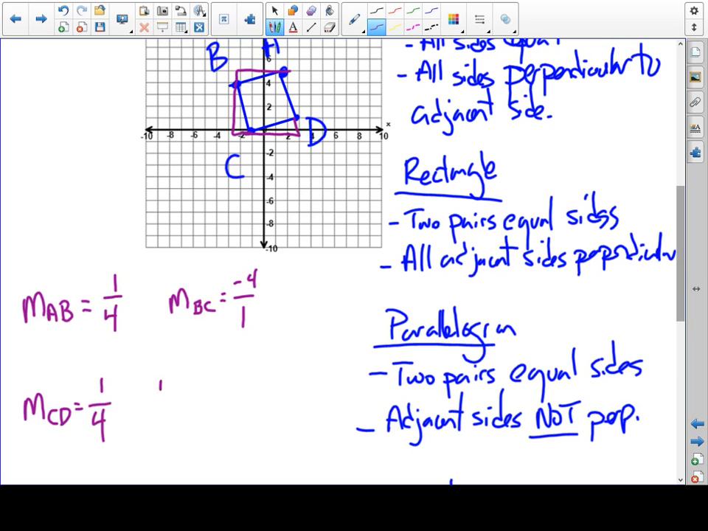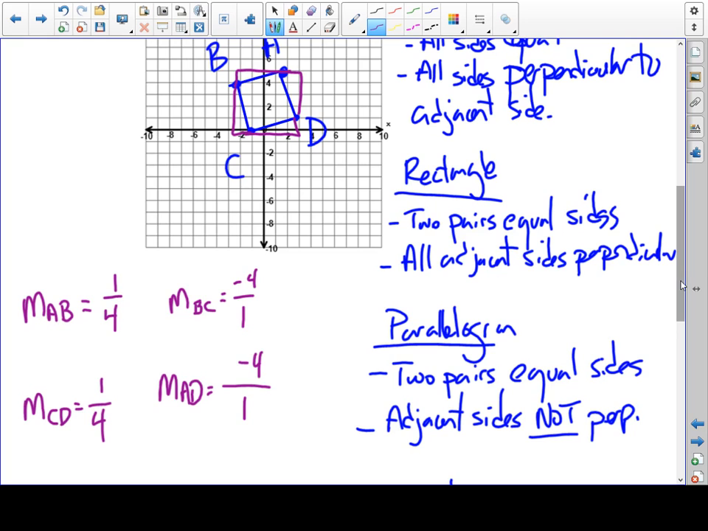And now we're going to look at the slope of AD. Down 4 over 1. So again, it's -4 over 1. Those are the slopes. So what can you tell me about the adjacent slopes here? Are they parallel? Are they perpendicular? Or are they neither? They're perpendicular.